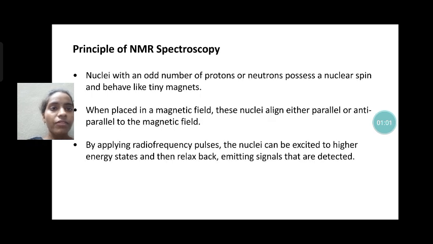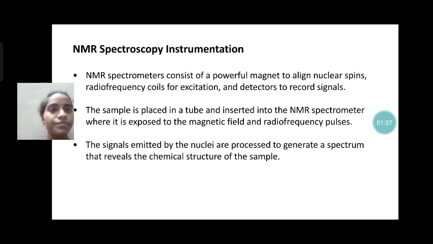Next, principle of NMR spectroscopy. Nuclei with an odd number of protons or neutrons possess a nuclear spin and behave like tiny magnets. When placed in a magnetic field, these nuclei align either parallel or anti-parallel to the magnetic field. By applying radio frequency pulses, the nuclei can be excited to a higher energy state and then relax back, emitting the signals that are detected.